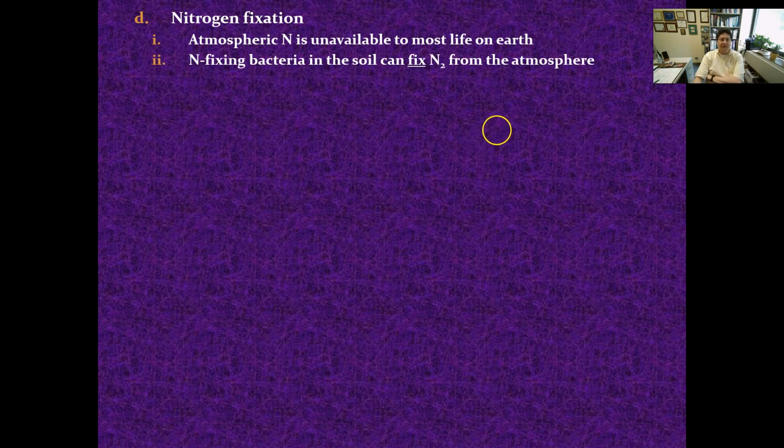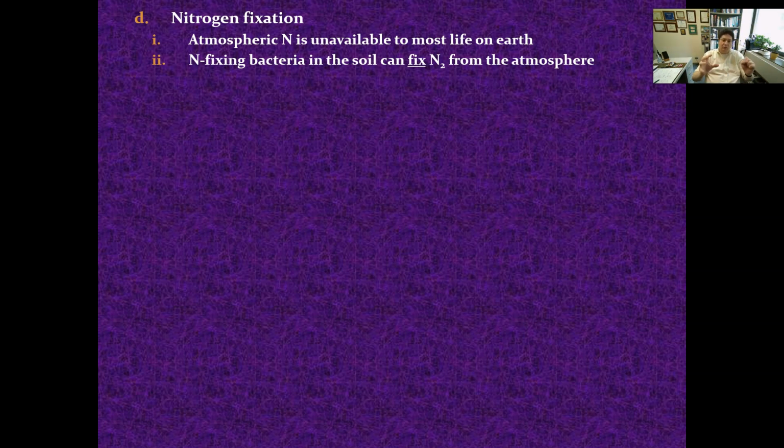Now, as I mentioned, most nitrogen in the air, that 80%, is unavailable to life on Earth. We, for example, breathe it in. If we take a breath, you breathe it right back out. So atmospheric nitrogen is unavailable to most life on Earth. It is, however, available to certain bacteria called nitrogen-fixing bacteria. Now, nitrogen-fixing bacteria are found in the soil, and they can fix nitrogen from the atmosphere. Now, what we mean by fix here is they can take nitrogen from the atmosphere, take it into themselves, and use it directly.